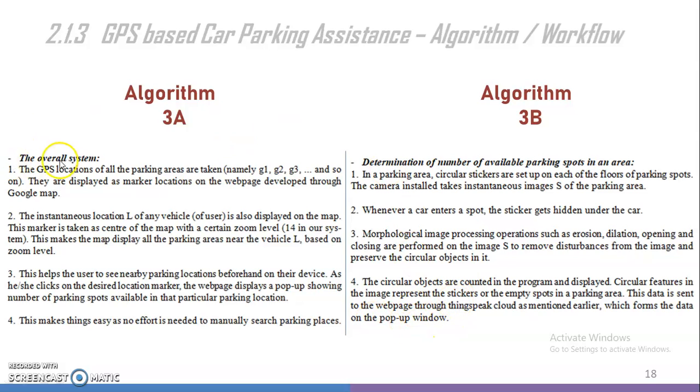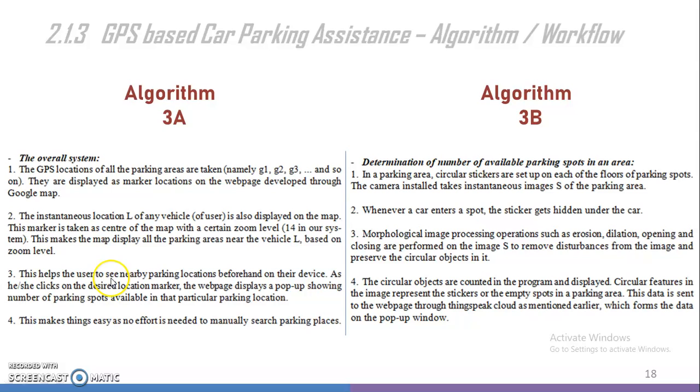Now we will come here, this is the overall system. The GPS locations of the parking areas are taken and are displayed on the Google map on the web page which we discussed here, and the instantaneous location of any vehicle is also displayed on the map, and with a certain zoom level we can see the nearby parking spots, parking areas on that map.